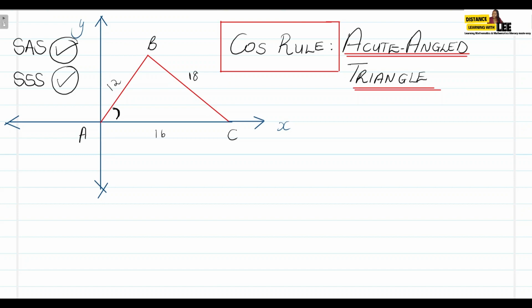In this video tutorial, I'm going to be taking you through the proof of the cos rule, so that moving forward, we are able to apply the cos rule knowing the proof behind it. Okay, so let's get started.